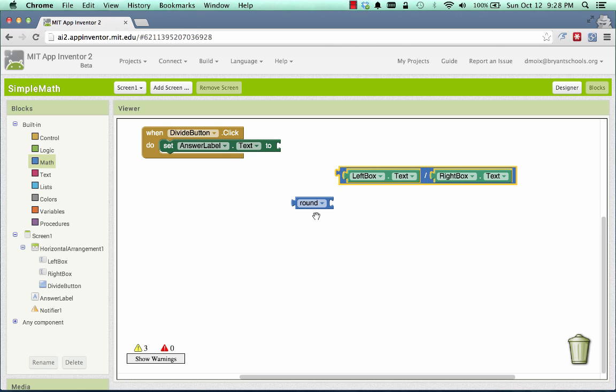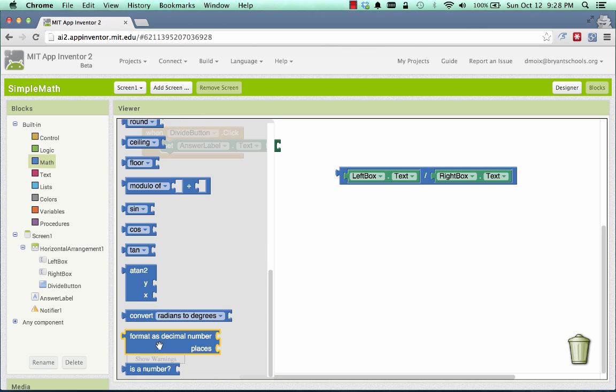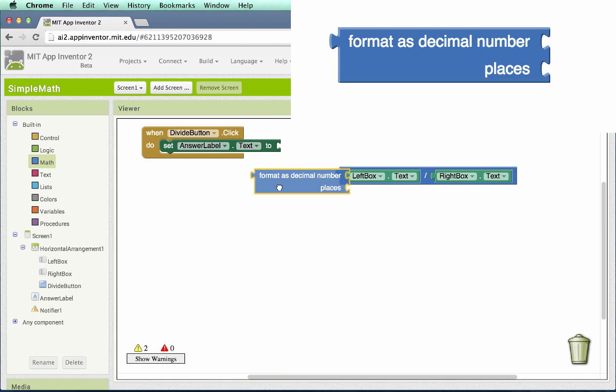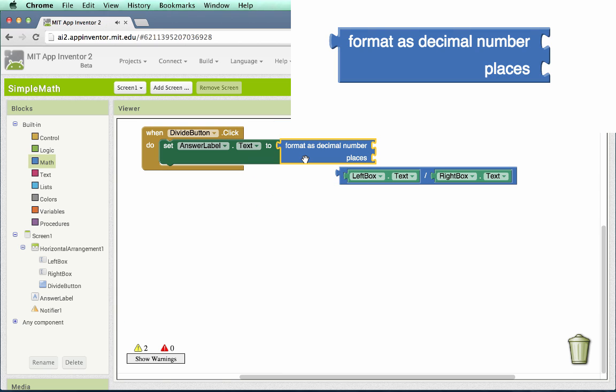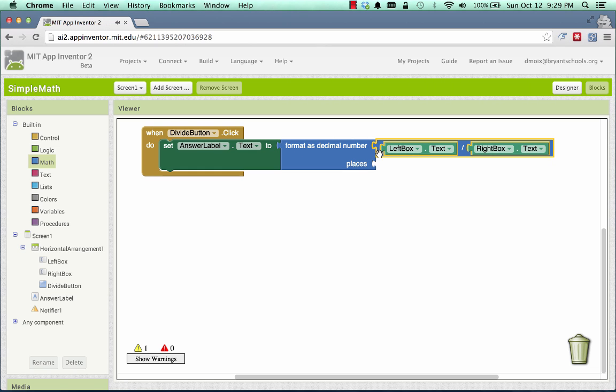So the correct answer for how do you round to a number of decimal places is not round at all, but it also lives under math. It's down here near the bottom. It's called format as decimal. So when I'm formatting as decimal, I have to tell it how many places I want.